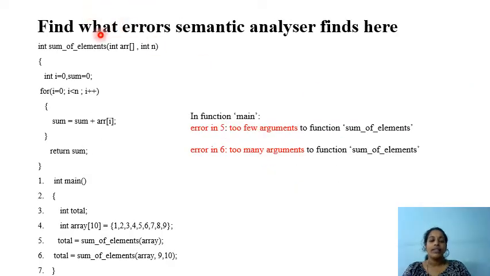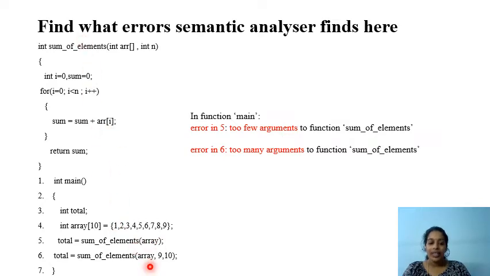Now let's see what errors the semantic analyzer finds here. Here we are just using a variable total that is pre-declared. Is there any mistake? No. And in this function sumOfElements, it is passing one argument and the function definition receives two arguments. Then there we get an error. What error do we get here? Too few arguments in the function call.